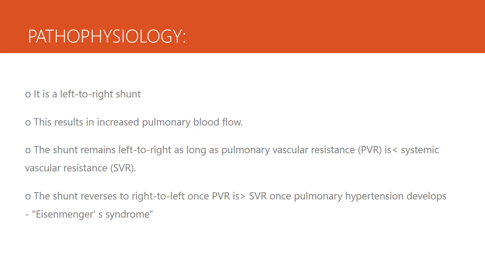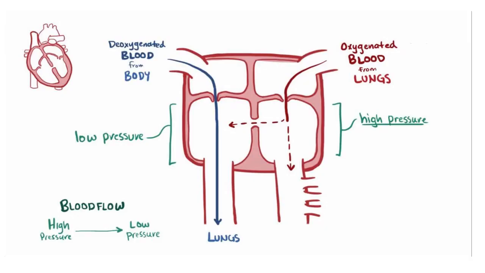The shunt remains left to right as long as the pulmonary vascular resistance is less than systemic vascular resistance, that is the pressure in the left ventricle remains on the higher side. However, the shunt reverses to right to left once pulmonary vascular resistance, that is the pressure in the right ventricle, is more than systemic vascular resistance once pulmonary hypertension develops, and this phenomenon is known as Eisenmenger syndrome, and it leads to severe cyanosis and it is life-threatening.